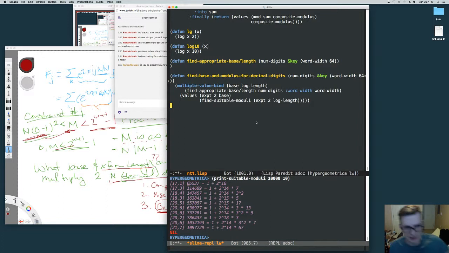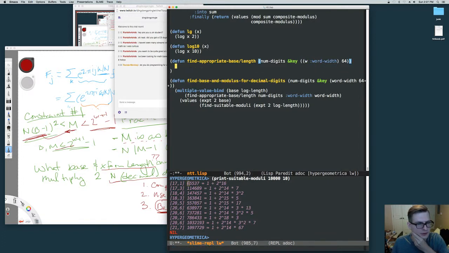So let's start with the number of digits, which we have, and we also need the width of our word, which is this w. We can write it like this: word width is, by default, 64. A 64-bit platform is reasonable, I guess. Number theoretic transforms don't actually work well on a 32-bit platform, only because there are only a couple of moduli below that you could viably choose.